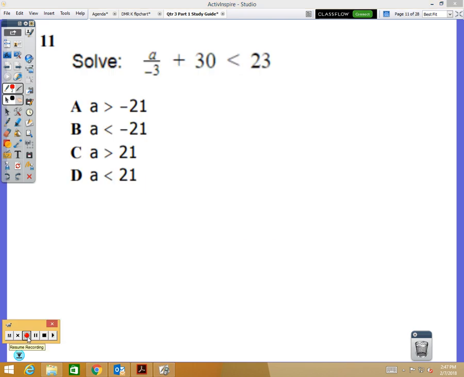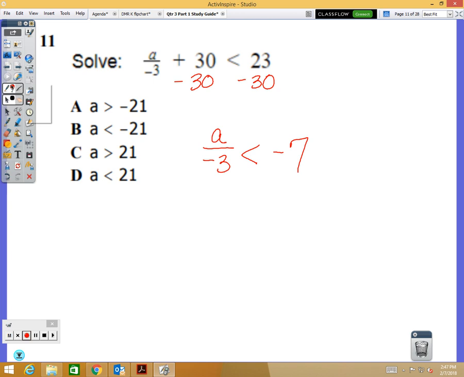And we're starting with inequalities on number 11. What do I do in number 11 first? Minus 30. $23 minus 30. Again, if you're not good with integers, use your calculator. -7. Now, what is our second step?